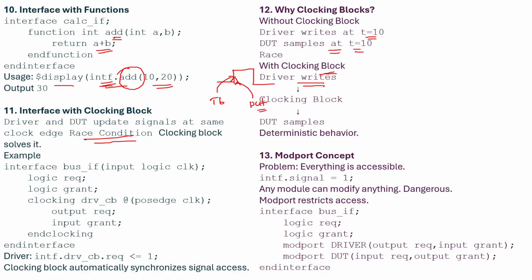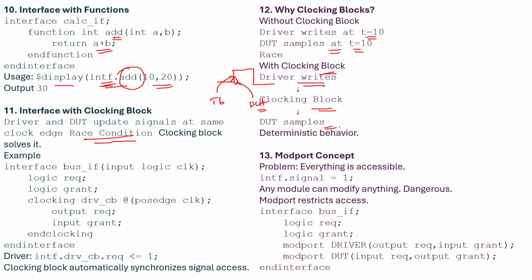Okay, the driver writes that, and the clocking block gives you some delay. After that, the DUT samples that. DUT samples means the DUT is getting the outputs. TB drives the inputs, and DUT samples the outputs. Before the clock edge, I am driving the signals. TB drives the signals. And after the clock edge, your clocking block observes the DUT signals, sampling the outputs. Then the race condition will be avoided.